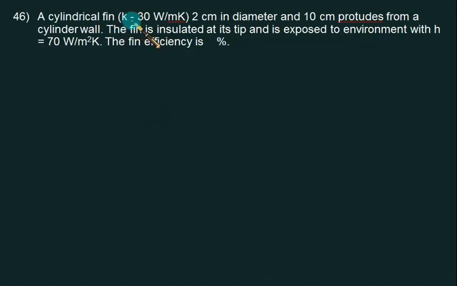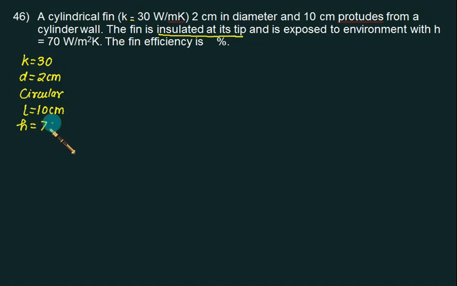Okay, this is a cylindrical fin, k equal to 30. So again we come across cylindrical fins, k is equal to 30. Diameter is 2 cm. The section is circular and it protrudes 10 cm, meaning L equals 10 cm. The tip is insulated and the value of h is given as 70. You have to find out the fin efficiency.